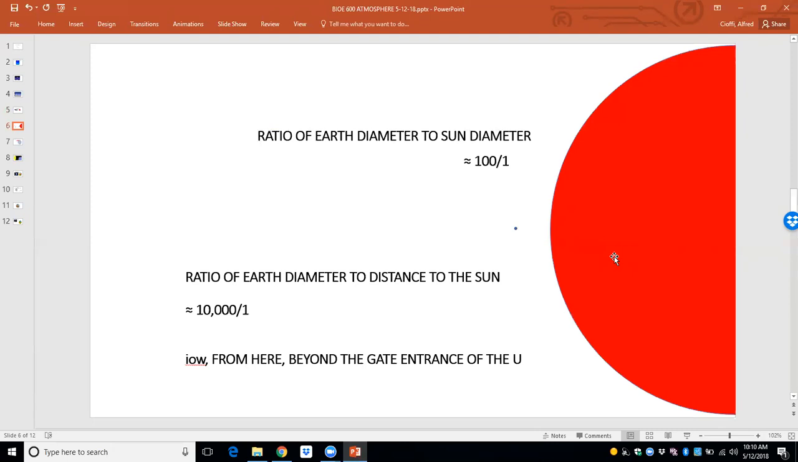This is a size comparison. And I'm telling you here that if the sun were this big, the Earth would be this big. Exactly. In other words, very, very tiny. In fact, the 4 inner planets are tiny compared to the 4 outer planets, if you look at the scales.